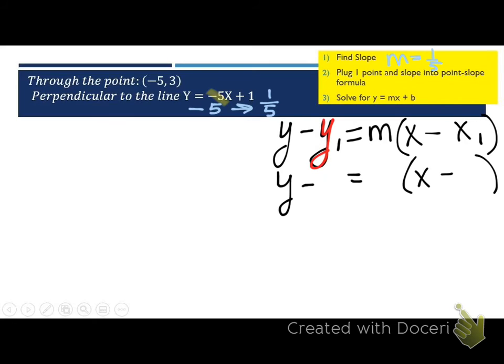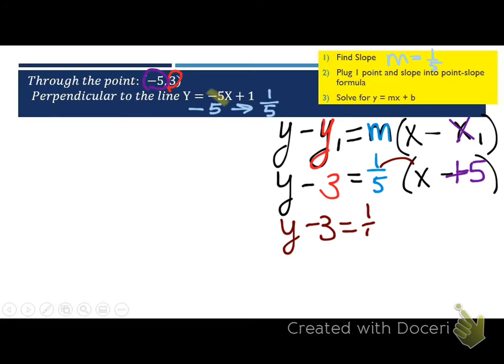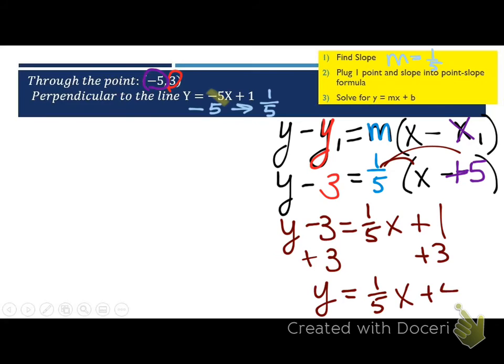So what's the y I'm going to plug in? 3. And then we said our slope was 1/5. And then our x, that -5. There's already a negative there. So when I plug in my -5, that turns into a +5. We're going to distribute. So 1/5. Again, if you want to write off the side, you can. Or you could know, what's 1/5 of 5? Yeah, 1. Is it positive or negative? Positive. So positive times positive. My last step is to add 3. y equals 1/5 x plus 4.